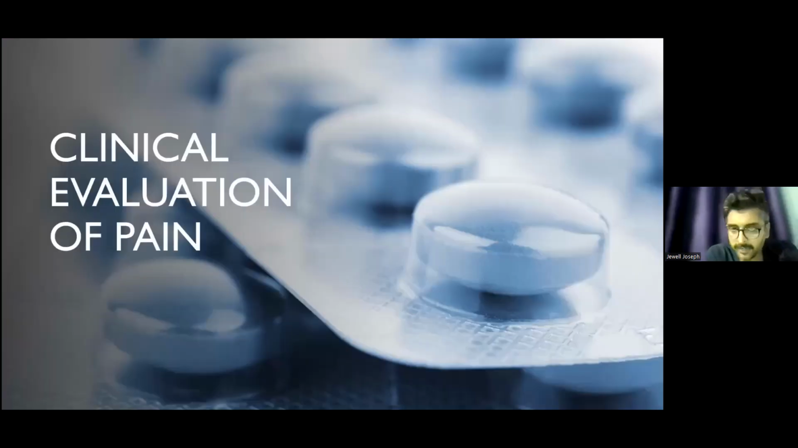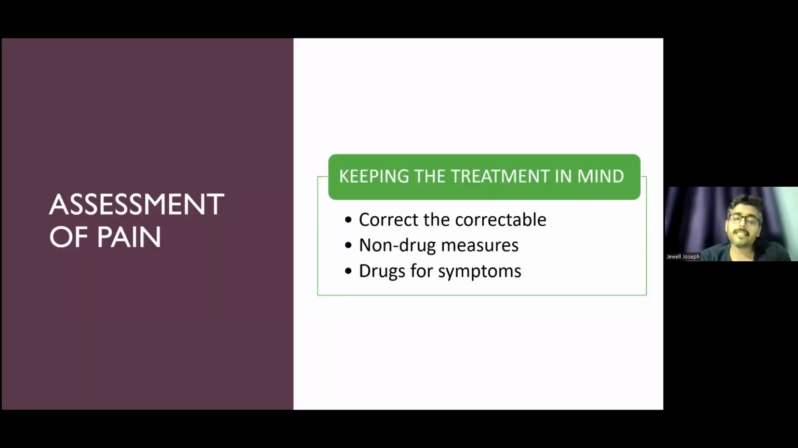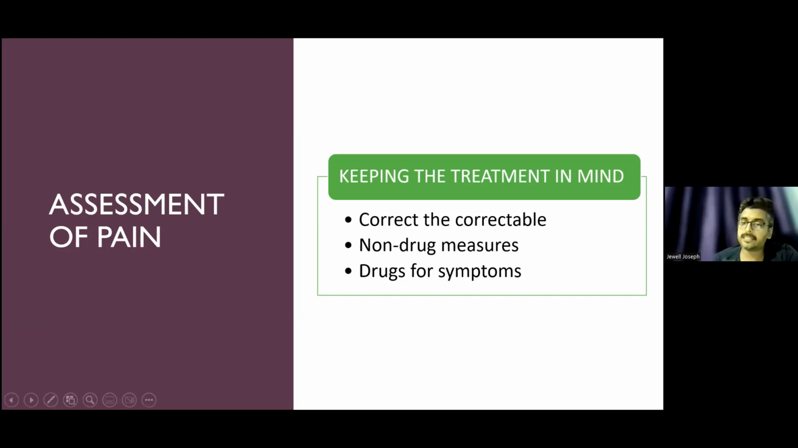Having said that as a context or an introduction, we'll go to the clinical evaluation of pain, the assessment of pain. The aim of basic assessment is to facilitate our management or treatment of the pain. In palliative care, in all symptoms, not specifically pain relief, we basically follow a three-step approach: correct the correctable, non-drug measures, and drugs for symptoms. This is the criteria that we follow for every symptom. So the idea of assessment of cancer pain would be to give us information about the three steps. So, correct the correctable.